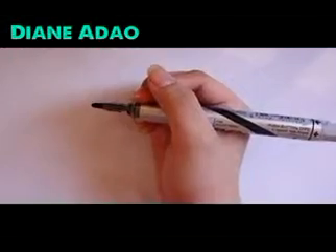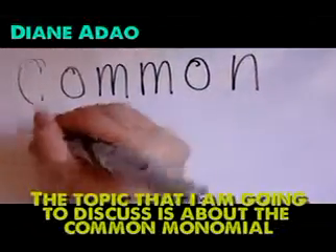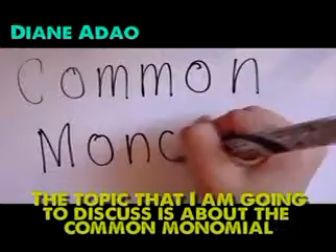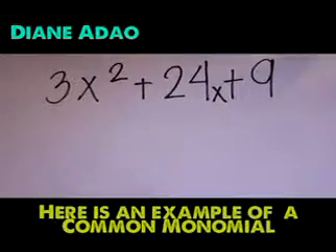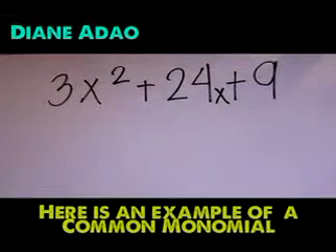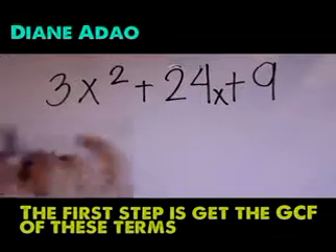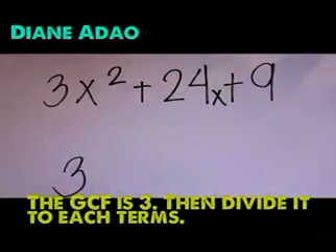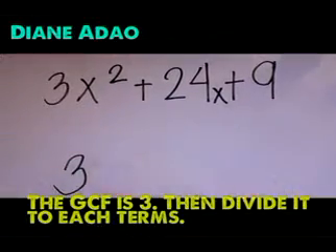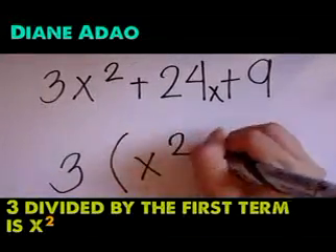The topic that I am going to discuss is about factoring. This is an example of a monomial function. The first step is get the GCF of this. Then divide it to each term.